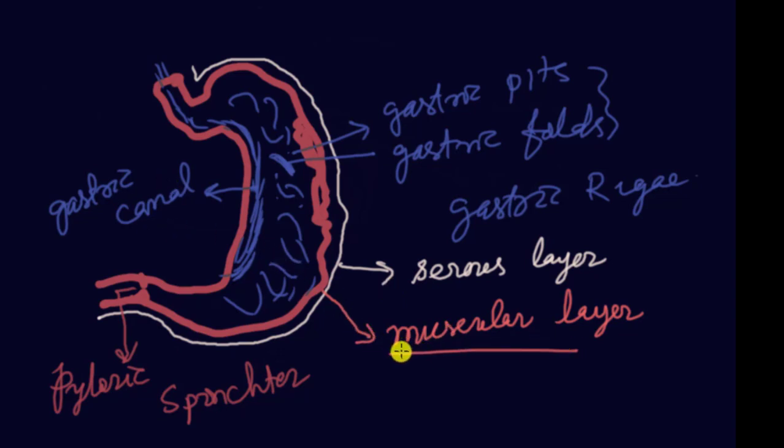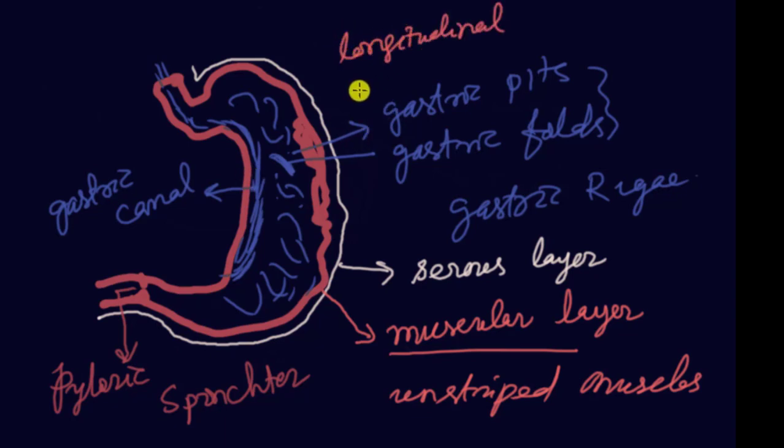This muscular coat consists of 3 layers of unstriped muscle. In the most outer part you'll find the longitudinal muscles. After that, in the middle you'll find the circular muscles, and the inner layer of the muscular coat consists of oblique muscles.